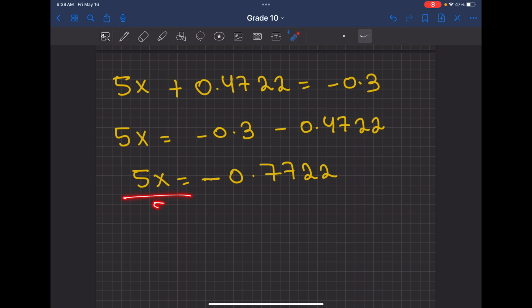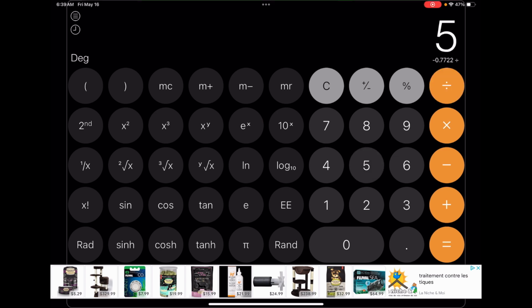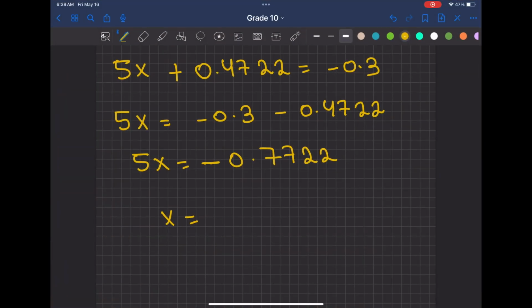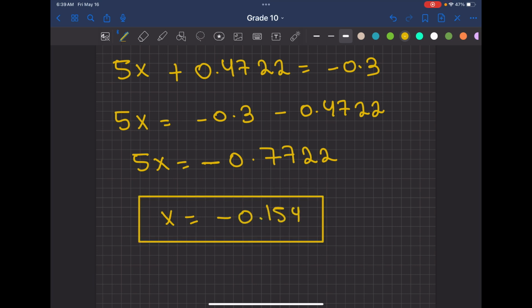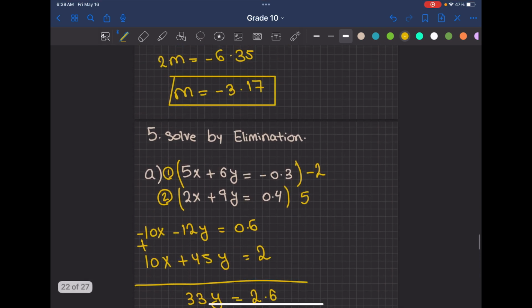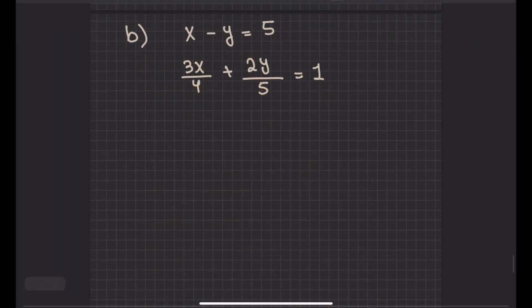So you have to divide both sides by 5 in order to find just x. So x equals this number divided by 5, negative 0.154. And this is what you have for the x value. This question didn't ask us to check the solution, so we're not going to check the solution. Let's move on to the next question.